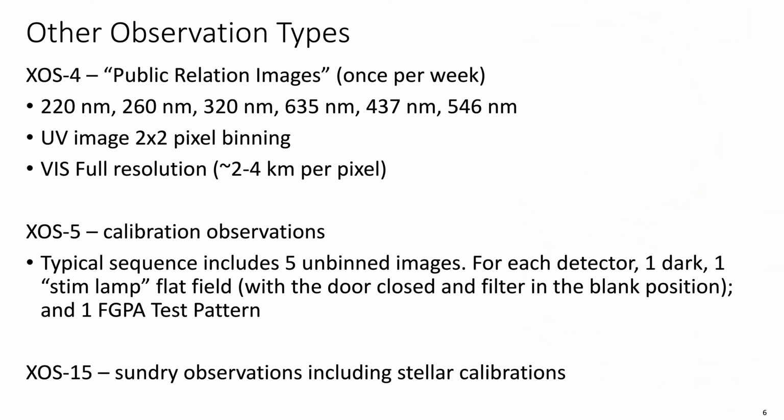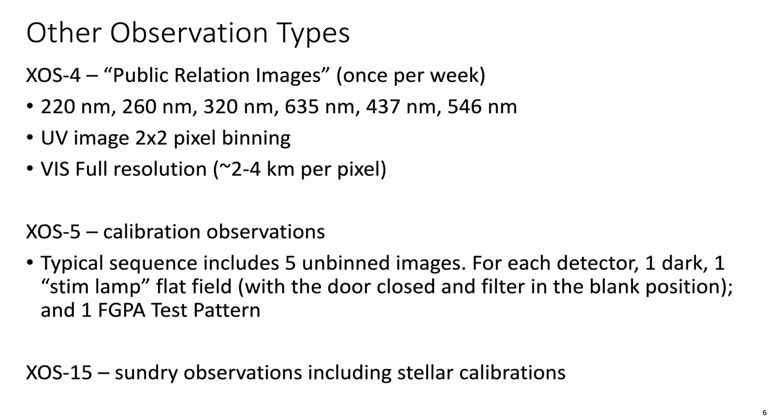There are other types of observation sequences that you might find. There's an XOS4, which is an excellent image in that the UV is still downsampled, but the visible are unbinned. The idea was that these would make nice public outreach images. But these only happen once per week, so you can't really build a science campaign based on those. But they are there and they are in the archive.